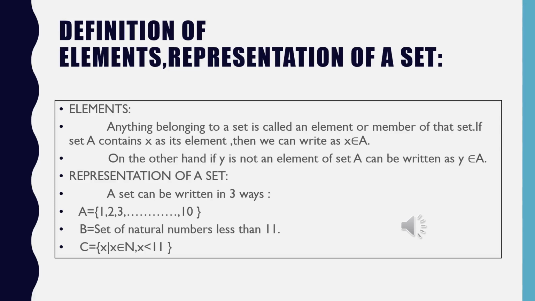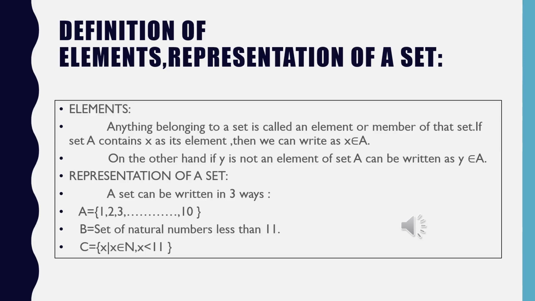Now come to how sets are represented. Sets are represented in 3 ways, which I have already explained to you. These are the tabular method, the descriptive method and set builder notation. In the tabular method, I write all the elements in the form of a table, in the form of numbers.